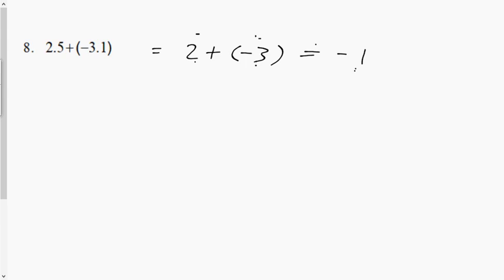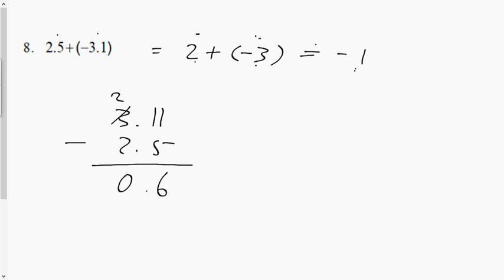So therefore, when I ask this question without estimation, what do I have more of, positives or negatives? I have more negatives. How many more is the difference between your negatives and your positives, right? So I'm going to subtract them to see how many more negatives I actually have. So I have to borrow. I get 6, and I get 0. So in this answer here, I actually have 0.6 more negatives, and therefore 2.5 plus -3.1 is equal to -0.6. That's how many more negatives I have.